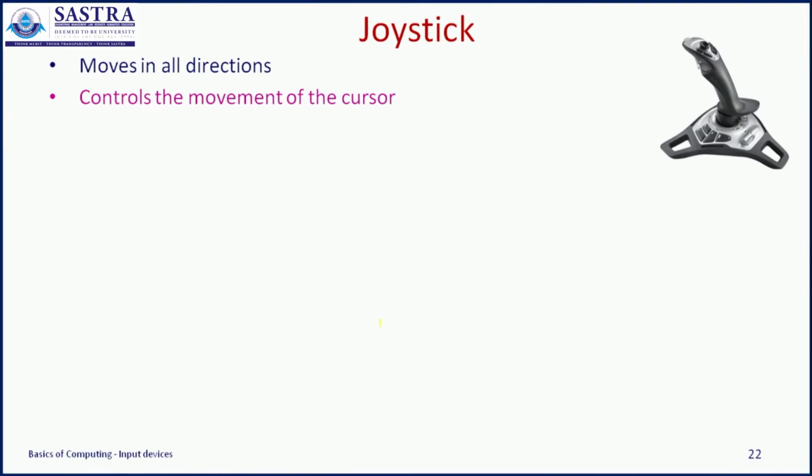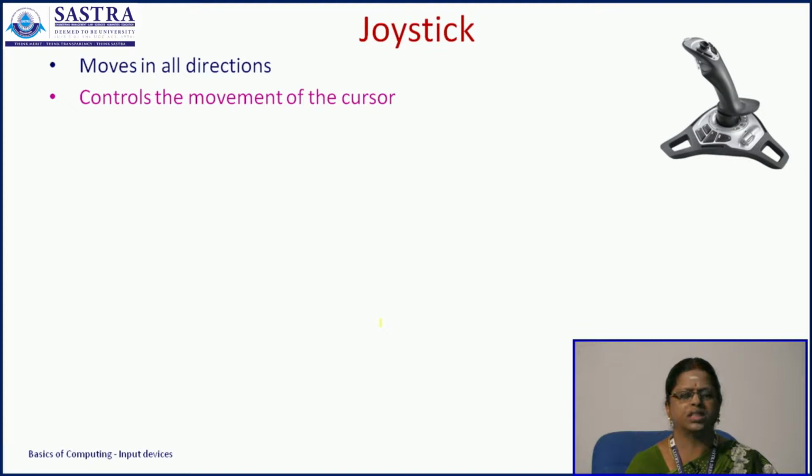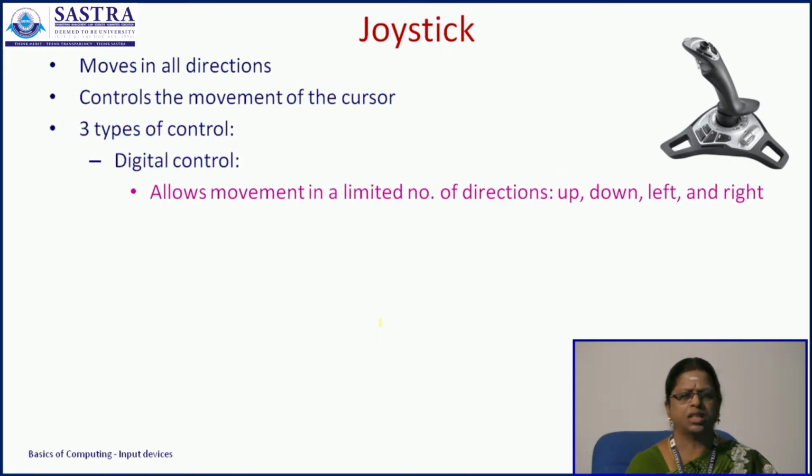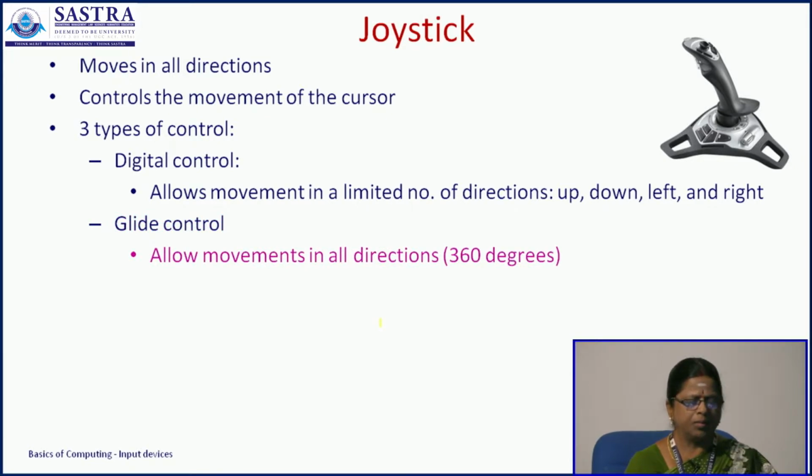Next is the joystick. Those who have played computer games would have necessarily used this joystick. Joysticks helps us to move in all directions. It controls the movement of the cursor. There are three types of control. One is the digital control. It allows us to have movement in a limited number of directions. That is, we can move either up, down, left or right. The next type of control is the glide control, which helps us in moving it in all the directions. That is, to have 360 degrees of rotation.